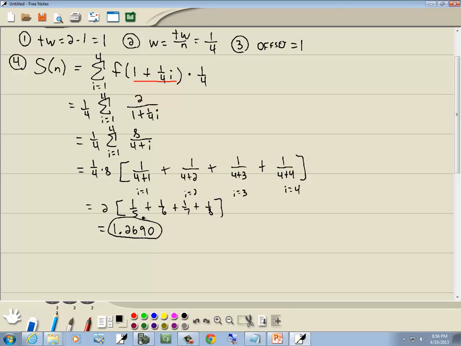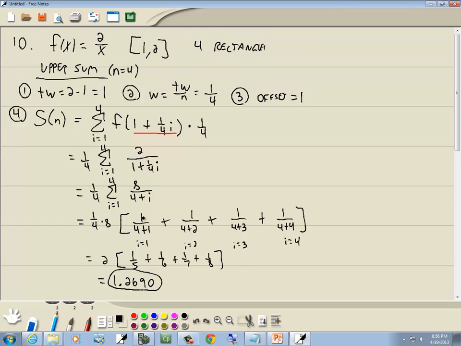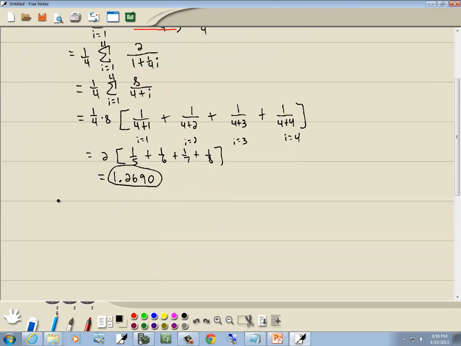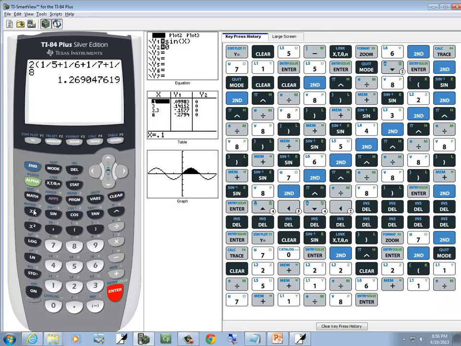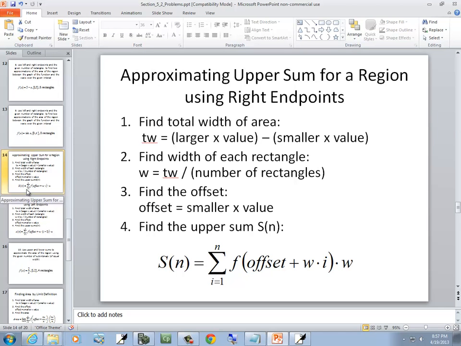Well, let's find our lower sum. Keep in mind this is an approximation. 4 rectangles isn't very many, so I don't know how close it would actually be. Upper sum, so now lower sum. And n is still 4. So let's look at our steps on that.